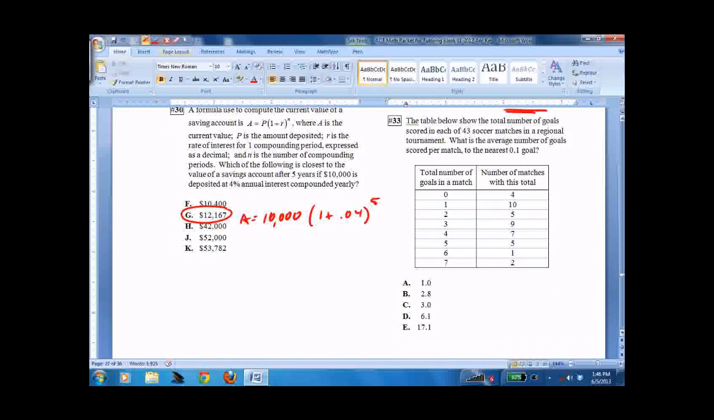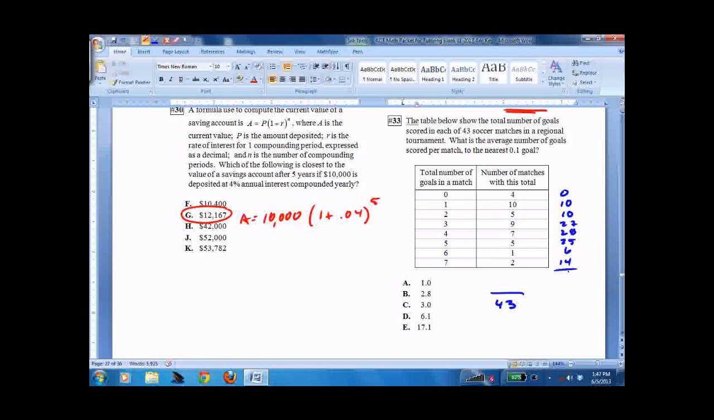Table below shows the total number of goals scored in each of 43 matches. What's the average number of goals to the nearest 0.1 goal? So can you analyze the table is what they're asking. There's 43 matches, so we're going to divide by 43. We have to figure out how many goals there are. Well, there's 0 in this. There's 1 in 10 matches. There's 2 in 5. There's 3 in 9. 4 in 7. 5 in 5. 6 in 1 and 14.